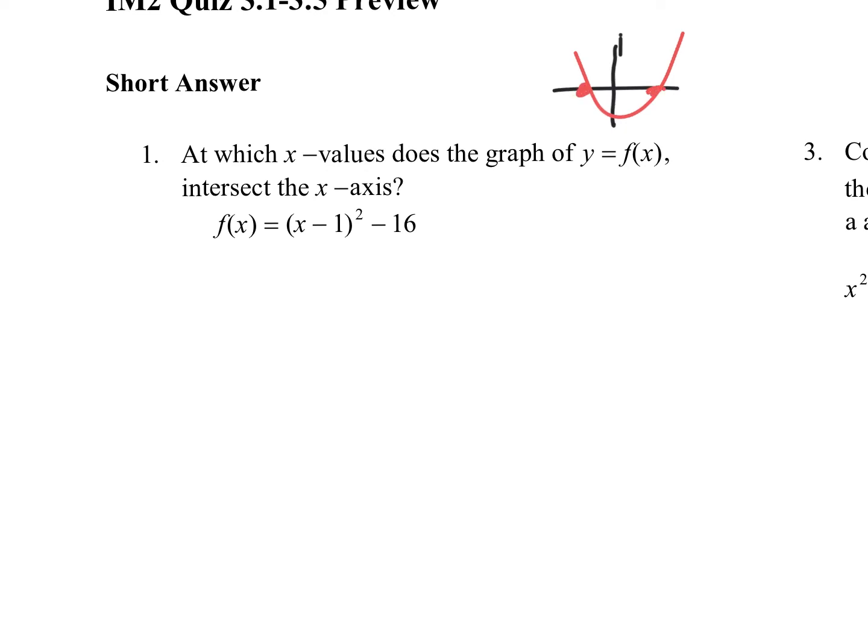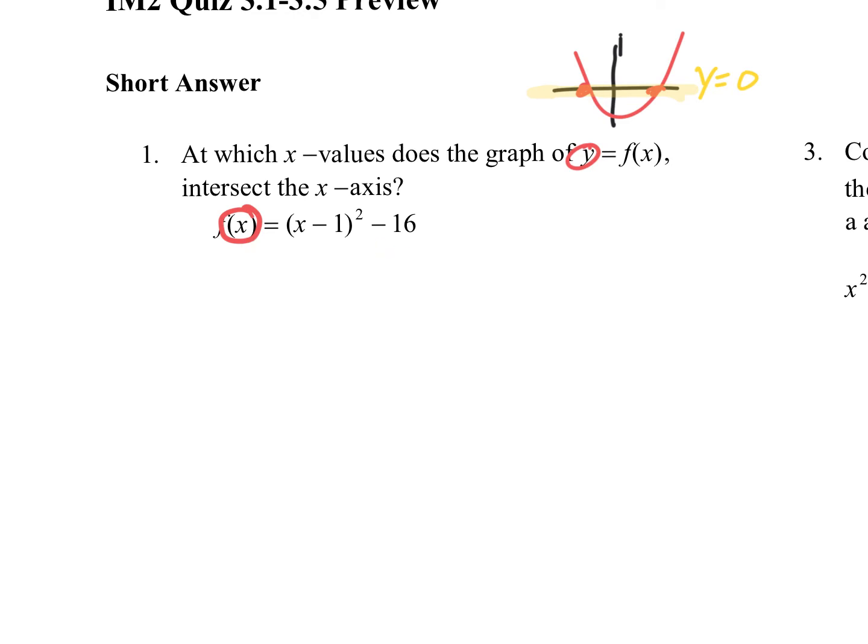Let's use a highlighter. That right there is when y equals 0. So since that's when y equals 0, essentially what we're saying is, okay, we want to know when this is 0. Well, when does f of x equal 0, essentially? So we're allowed to just replace that with a 0. That's step 1.